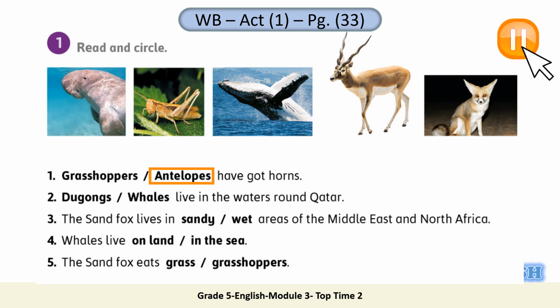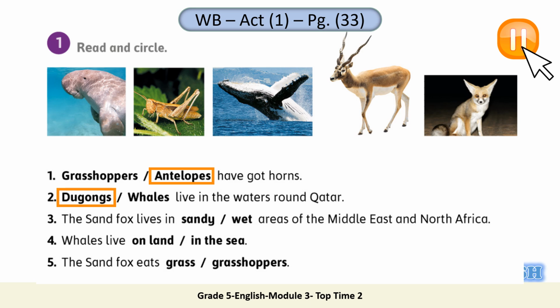Now I want you to stop the video and answer the activity. Back again. Let's check your answers. 2. Dugongs, whales, live in the waters around Qatar. What do you think the answer is? Very good. Dugongs. Dugongs live in the waters around Qatar.